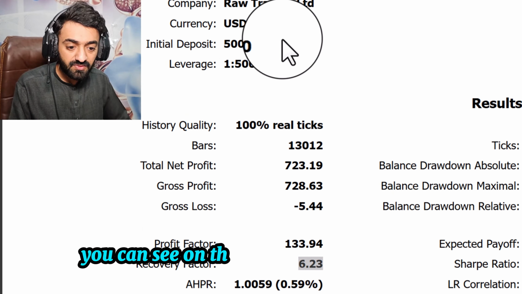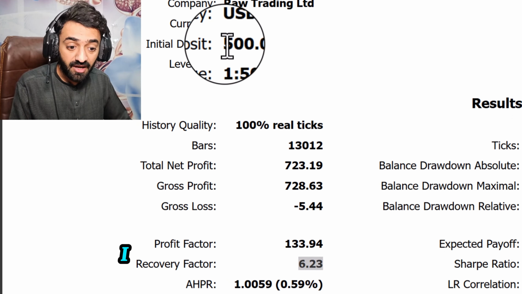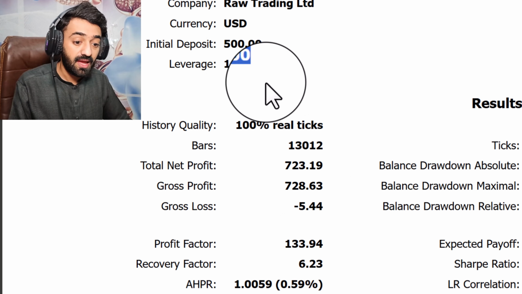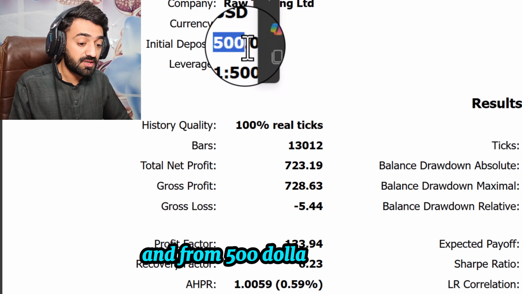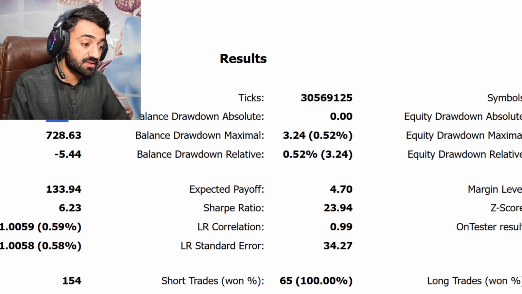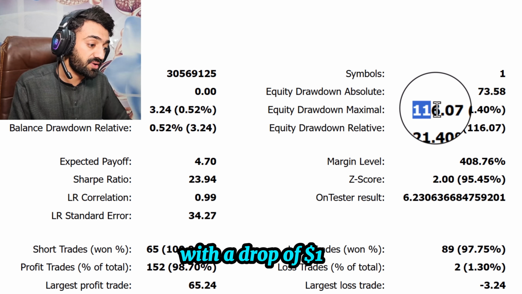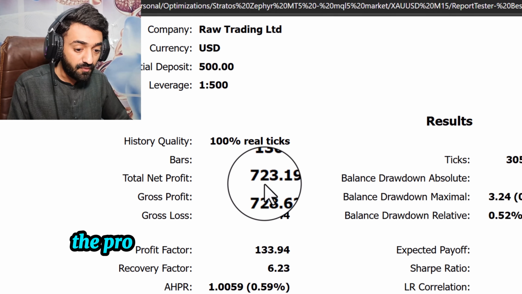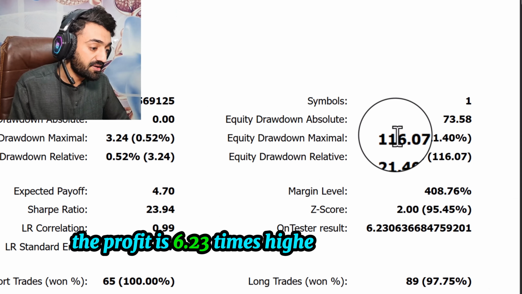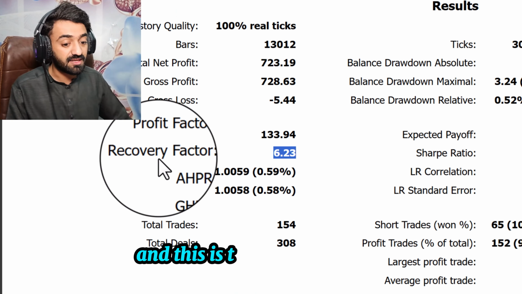Here you can see on the screen, as an initial deposit I use $500 with a leverage of 500, and from a $500 deposit it makes $723 with a drawdown of $116. The profit is 6.23 times higher than its drawdown, and this is the recovery factor.